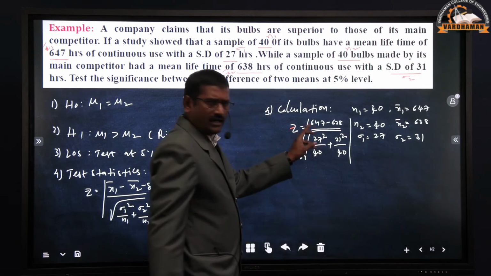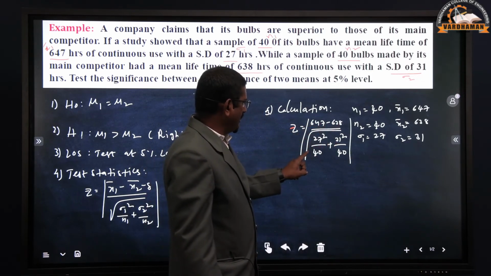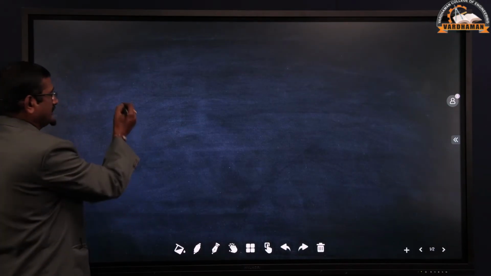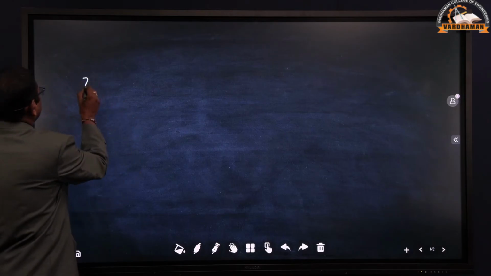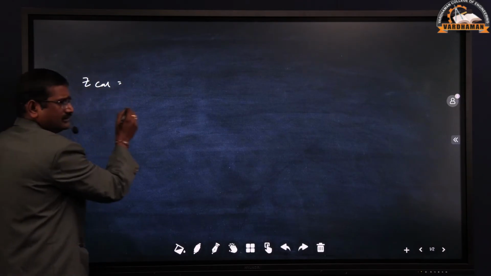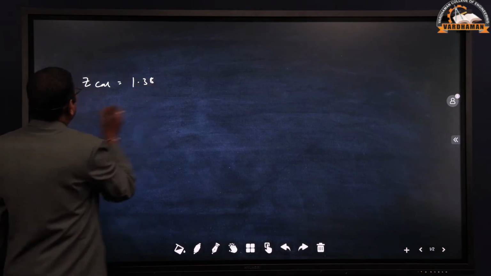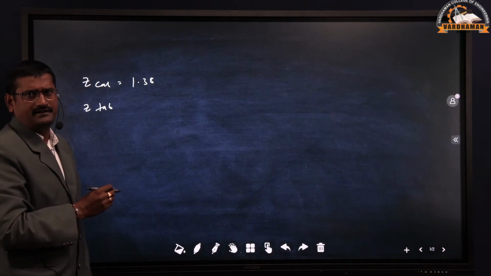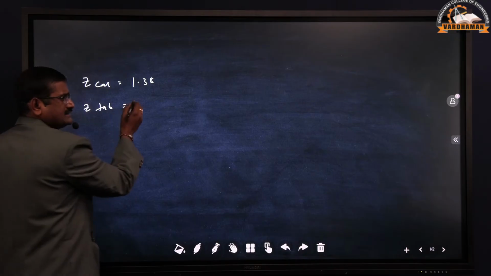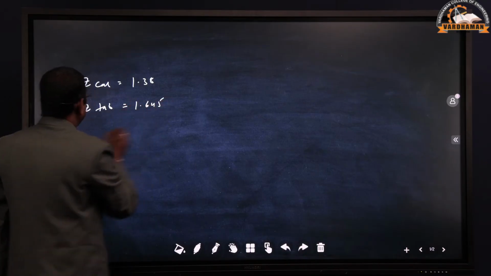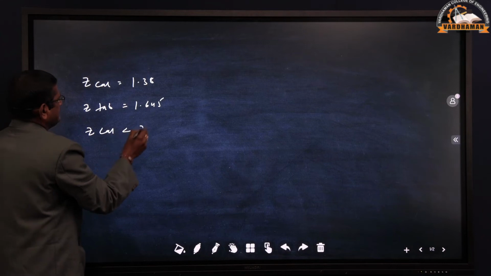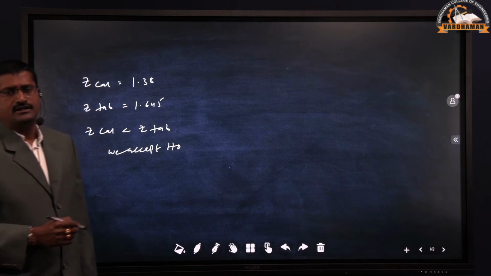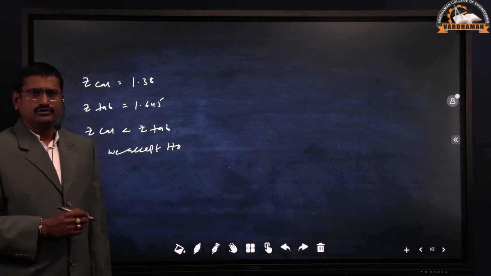That is x1 bar minus x2 bar divided by under root sigma 1 square by n1 plus sigma 2 square by n2. If you simplify that Z value, you will get Z calculated value as 1.38, and Z table value at 5% level of significance under right tail test, you will get as 1.645. Therefore, Z calculated value is less than Z table value. We accept H0. It means there is no significant difference between both means.